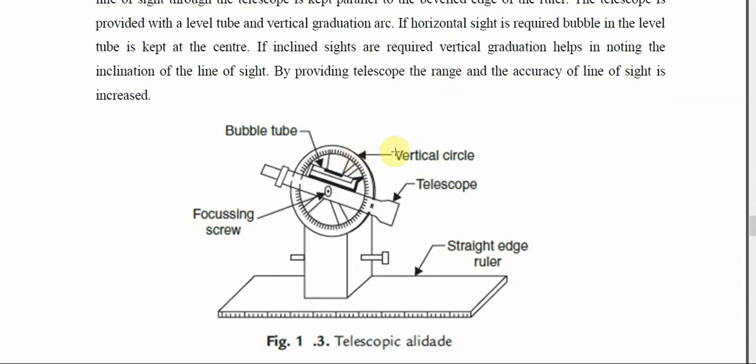And also, a bubble tube or a level tube is provided so that when we want a horizontal line of sight, when we want the telescope to be horizontal, it can be leveled using a bubble tube. So, this is a telescopic LED. It helps when surveying hilly areas and where inclined sites are required.